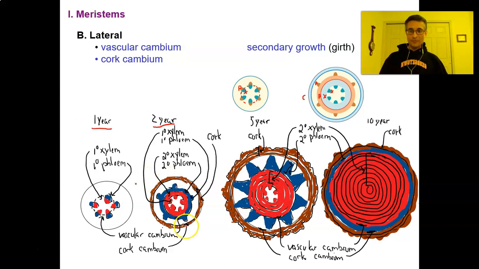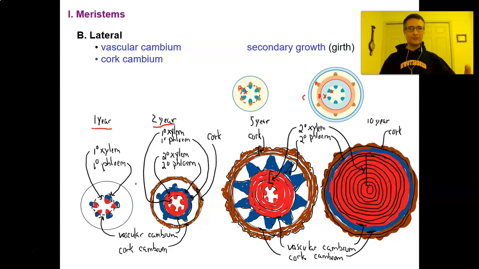We also have had the formation of a cork cambium. So I've drawn a little cork cambium line here in black and started to produce some cork in brown outside of the cork cambium. So new cork cells are going to be produced external to the cork cambium.